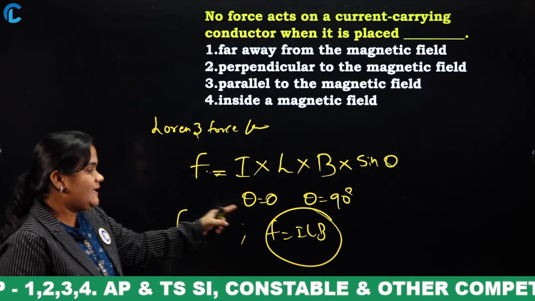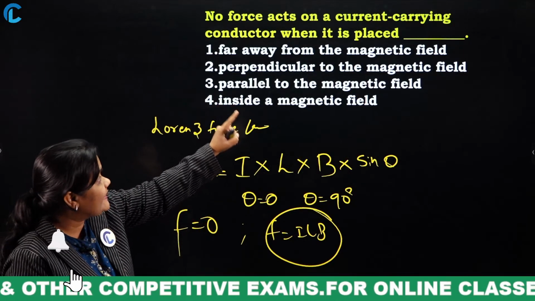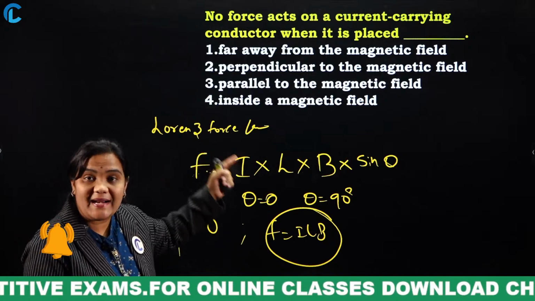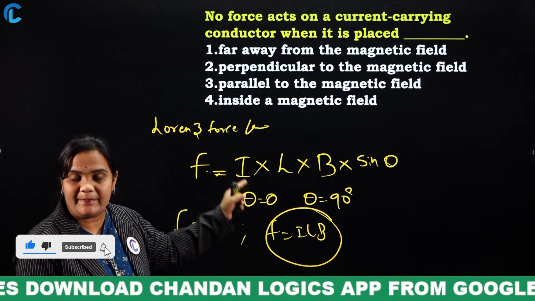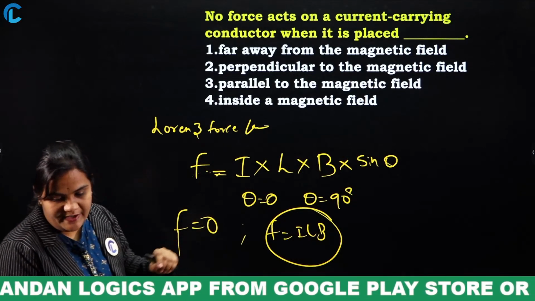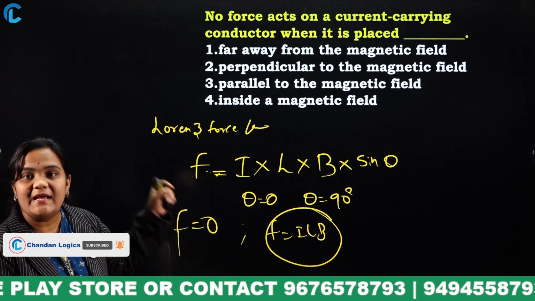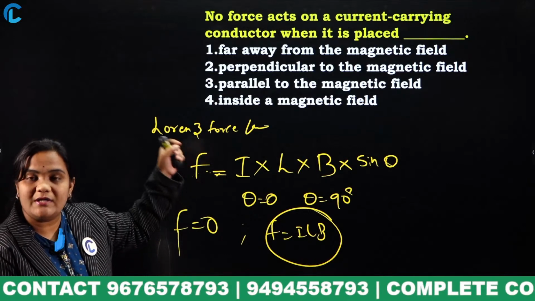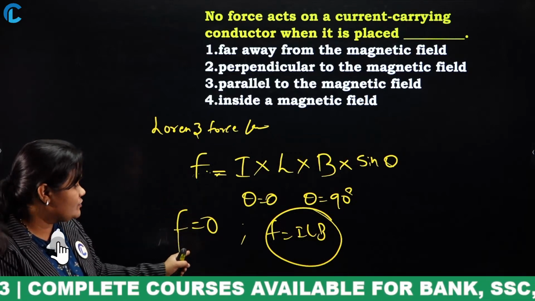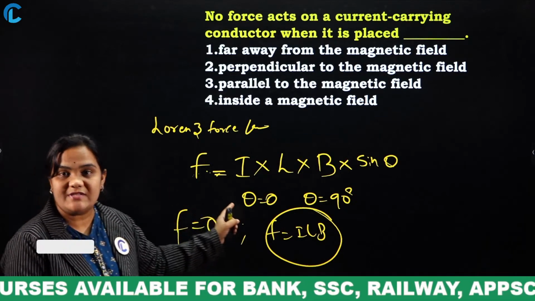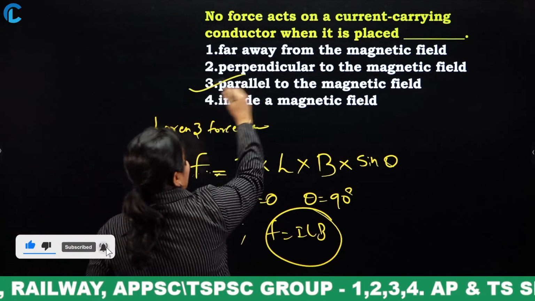So, by seeing this, you can say the answer. What is it asking? No force acts on a current carrying conductor when it is placed parallel or perpendicular? F is 0 if it is placed in parallel, not in perpendicular. Yes, very good, Umar. Sin theta is 0 when the circuit is parallel, and sin theta is 90 when it is perpendicular. So, no force. I have shown the proof also. F is equal to 0 if sin theta is equal to 0. So, no force acts in which place? In parallel to the magnetic field.